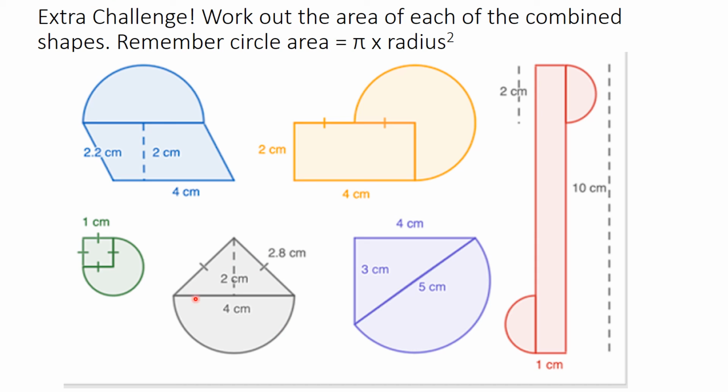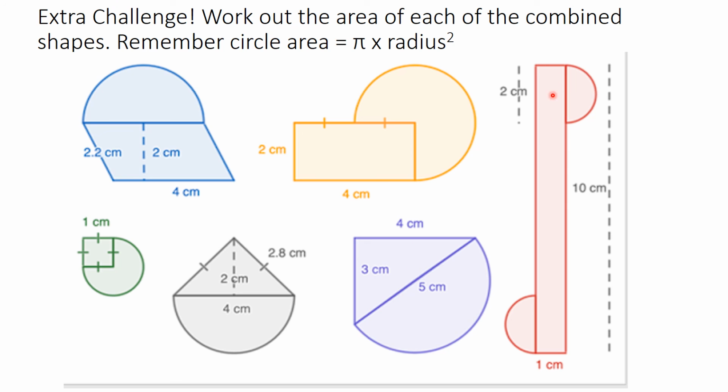Here you've got a semicircle, the whole distance across, so the diameter is 4, so the radius must be 2. So pi times the radius squared, half it to get your semicircle, and then add it onto the area of this triangle here. Same again here, you've got a semicircle, the whole distance is 5, so the radius must be 2.5. And you want half of that area, add it onto the area of this triangle.